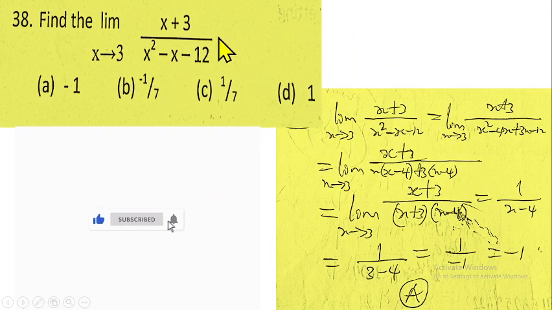Question number 38 is from limit, and it's quite simple as well. You may not go through this rigorous process we have done here, but if you substitute this, we know that the denominator is factorizable. So we factorize the denominator. When you factorize it, you have x plus 3 over x plus 3 into x minus 4. The x plus 3 can cancel each other here, so you have 1 over x minus 4 left. So our limit is x tends to 3. You put 3 here, you have 3 minus 4, that gives us minus 1. So 1 divided by minus 1 gives us minus 1. So option A is the correct option for question number 38.